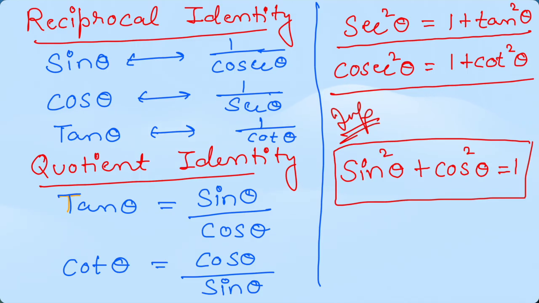Very, very important. Now using all these identities, we are going to do some questions. What is the use of all these identities? Why are we learning these identities? Basically, these identities develop a relation between different trigonometric ratios, right?